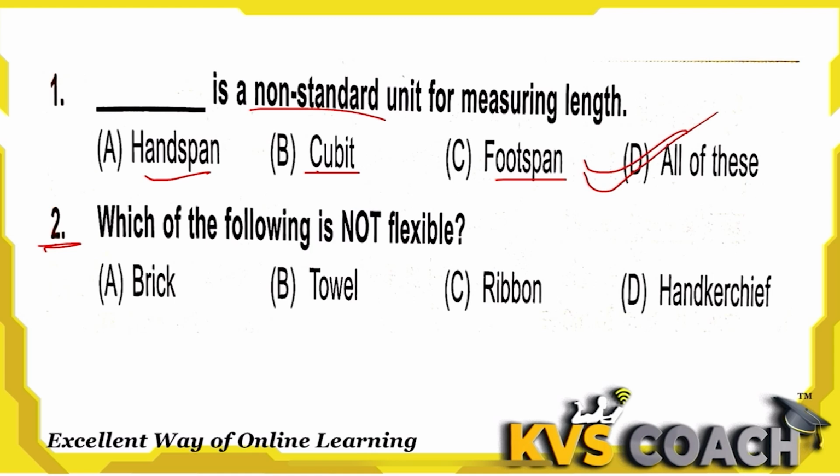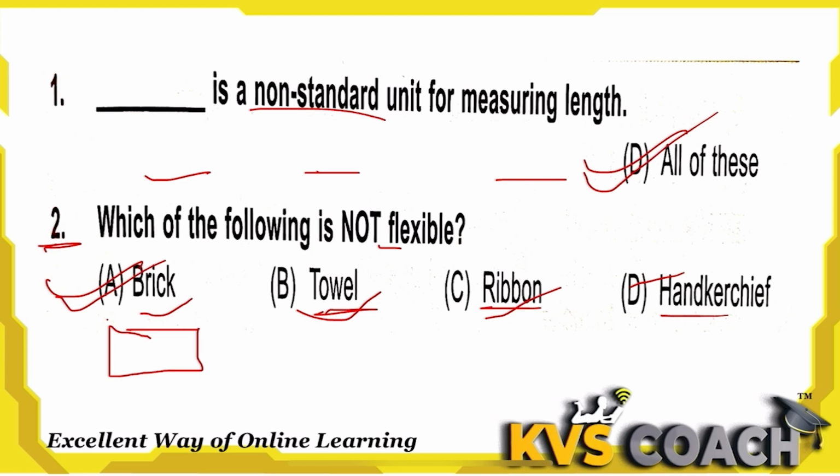Number 2: which of the following is not flexible? Brick. You know that brick is made up of soil, but it is very hard, so it is not flexible. Towel is made up of cloth, but it is flexible. Ribbon is also made up of cloth, and it is also flexible. Handkerchief is also made up of cloth, but not hard. It is very flexible. So all these three are flexible, but not flexible is brick. Option A is the right answer here.